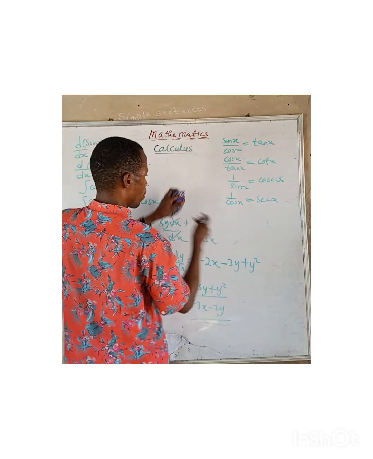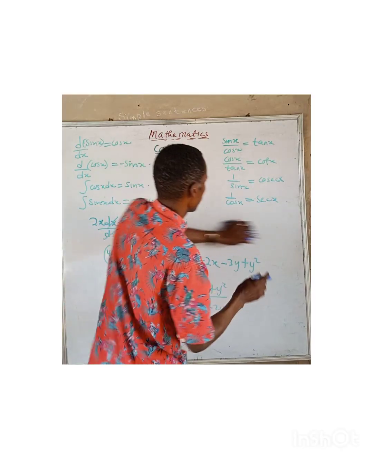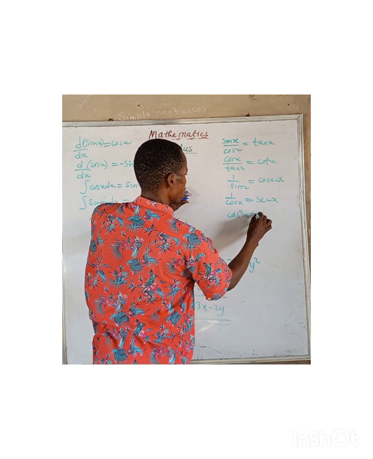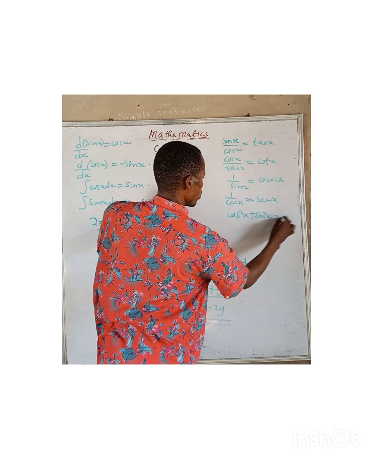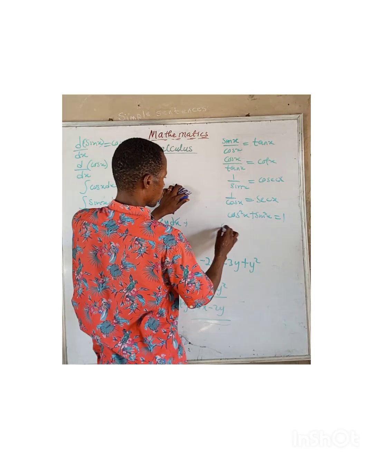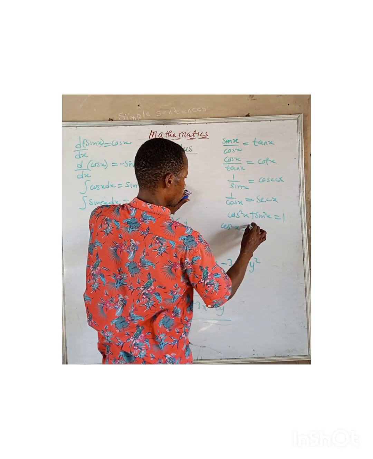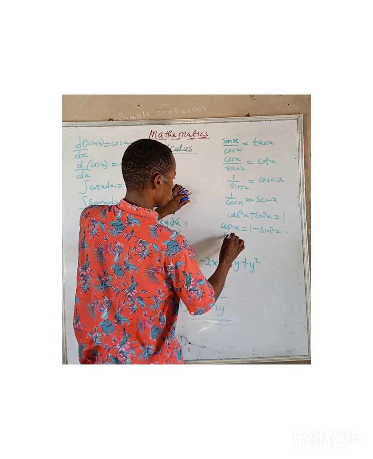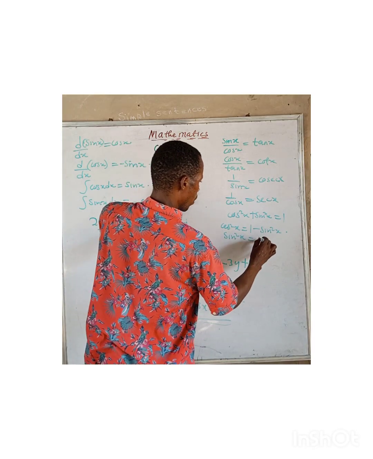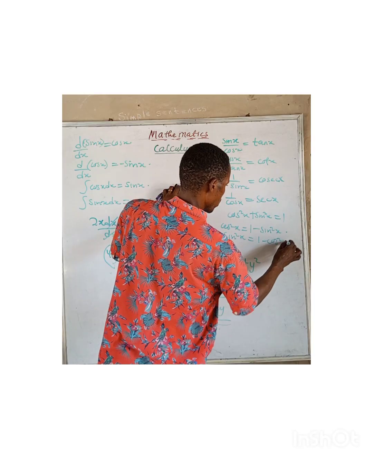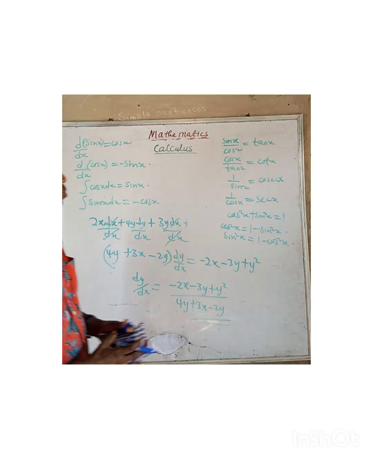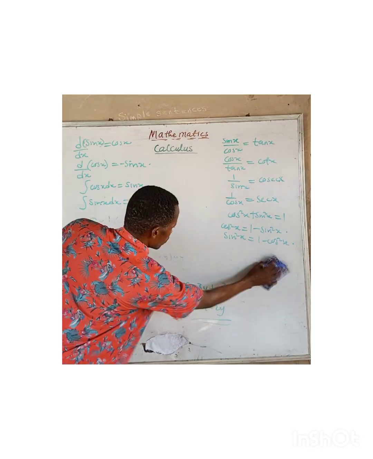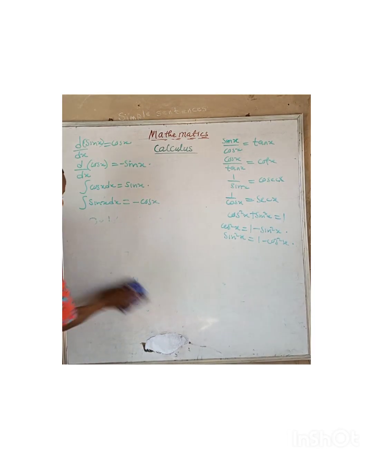Also, cos square x plus sine square x will give us 1. Therefore, we can write cos square x as 1 minus sine square x. As well, sine square x can give us 1 minus cos square x. So we have several like that. Take note of this.